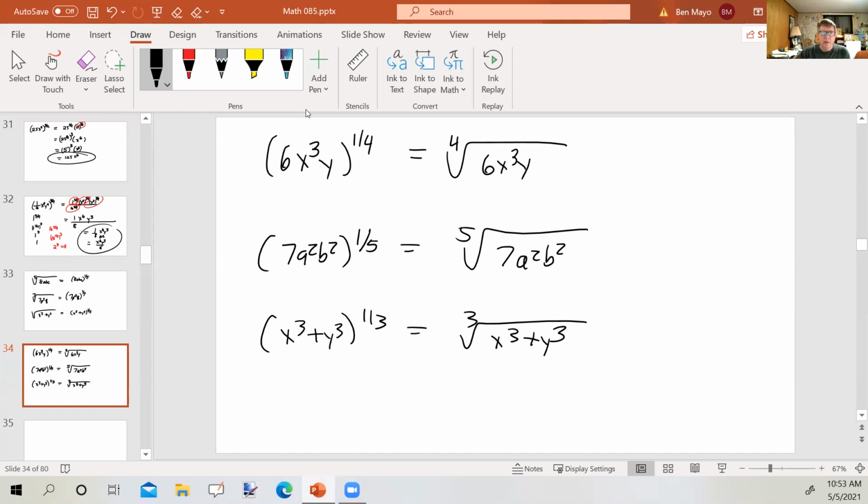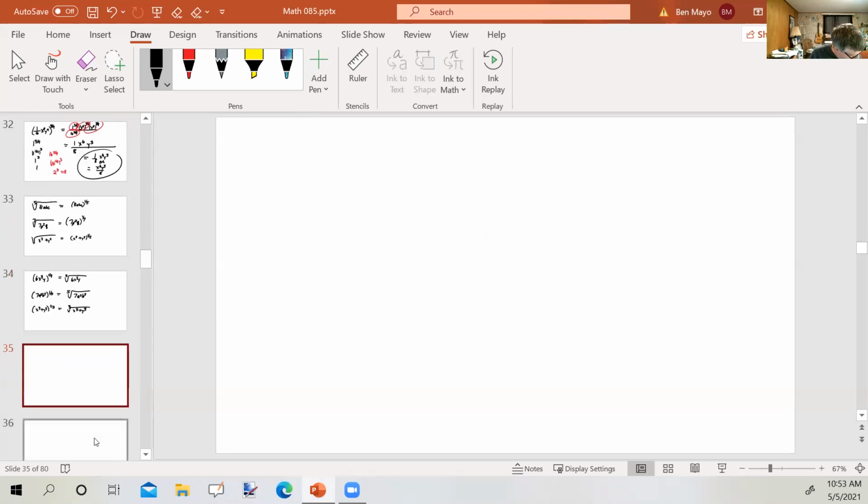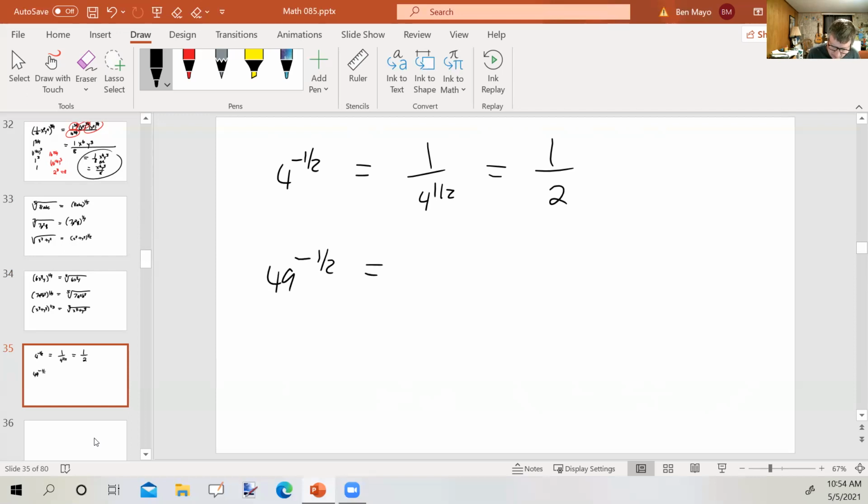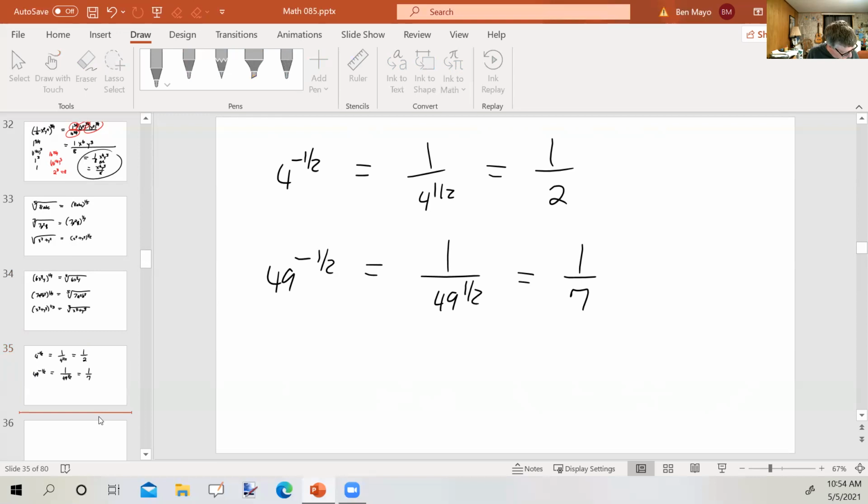All right. Now we're going to look at dealing with some negative exponents. So 4 to the -1/2 power becomes 1 over 4 to the +1/2 power, which is 1 over what? The square root of 4, which is 2. 49 to the -1/2 power becomes 1 over 49 to the +1/2 power, which is 1/7. Let's see here.